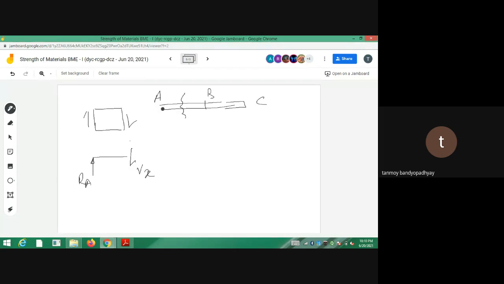Suppose you are taking a cross section somewhere around here, and you are drawing the left part. Whenever you are drawing the left part, you have to do the balance something like this for the same problem. So this is A, no need to draw the A. This is RA. On this point you have to draw Vx on the downside. So this will be Vx and this will be Mx.